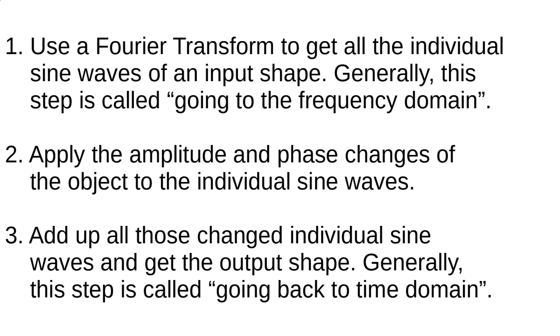1. Use a Fourier transform to get all the individual sine waves of an input shape. Generally, this step is called going to the frequency domain. 2. Apply the amplitude and phase changes of the object to the individual sine waves. 3. Add up all those changed individual sine waves and get the output shape. Generally, this step is called going back to the time domain.